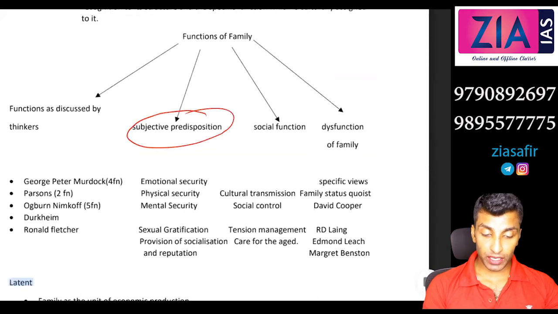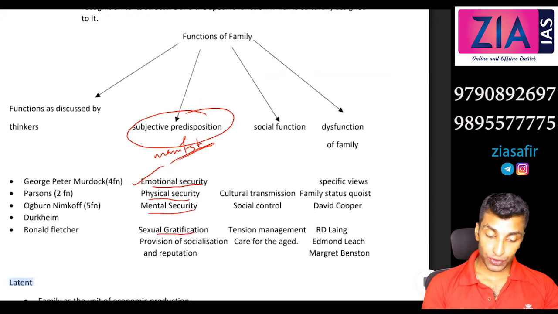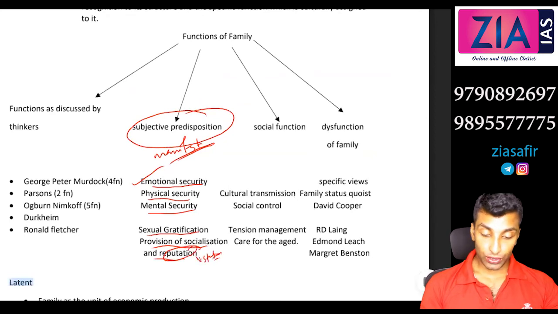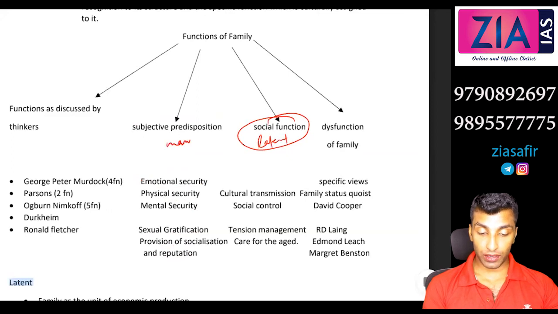Subjective predisposition means manifest functions. So you will write economic security or emotional security, physical security, mental security, sexual gratification, provision of socialization, and reputation means status. So you are getting the status when you are born. So these are manifest functions. Then these are latent functions, or objective consequences or objective manifestations.